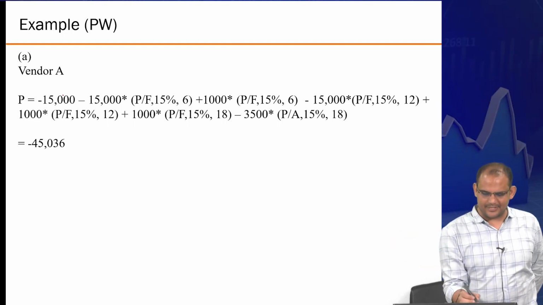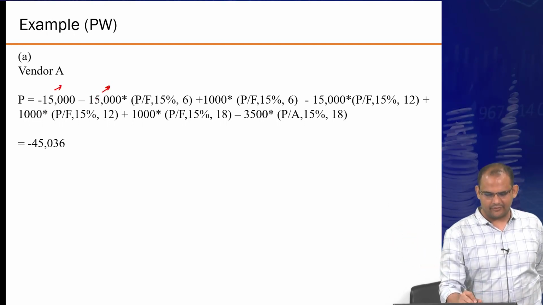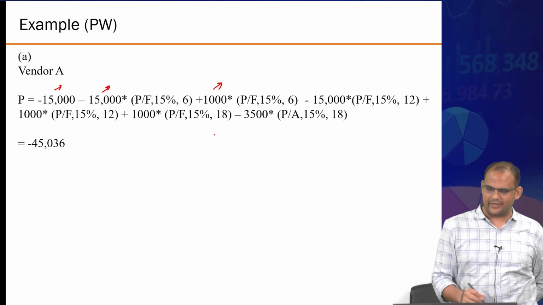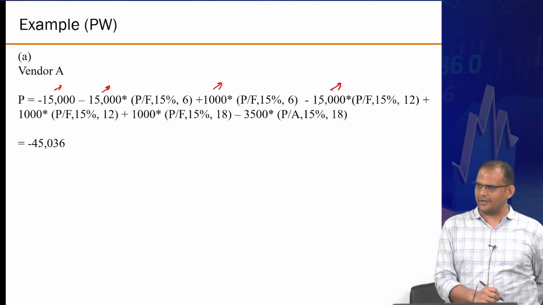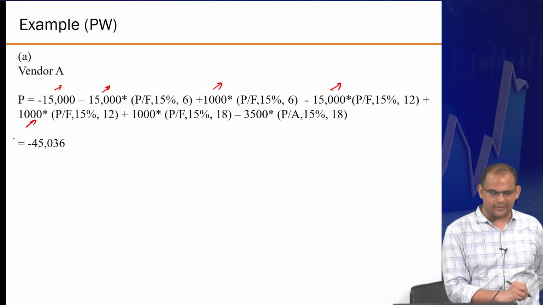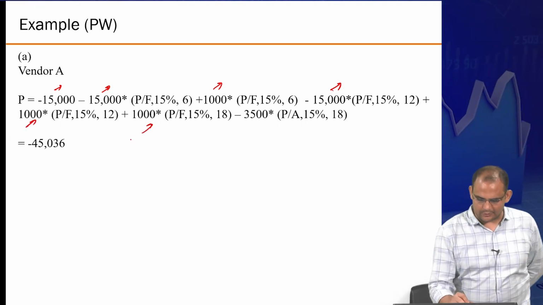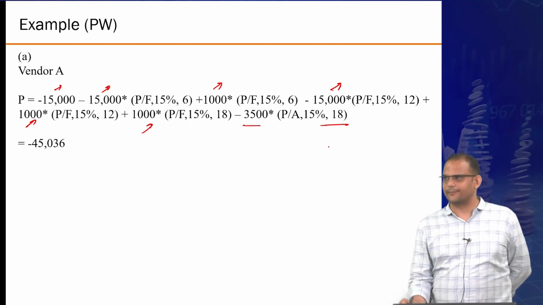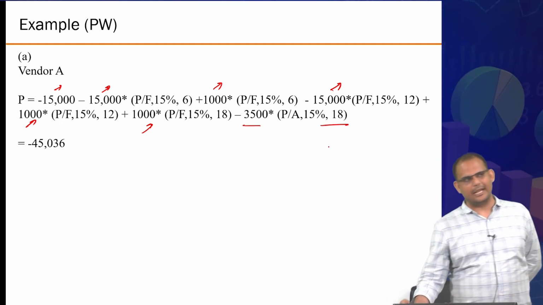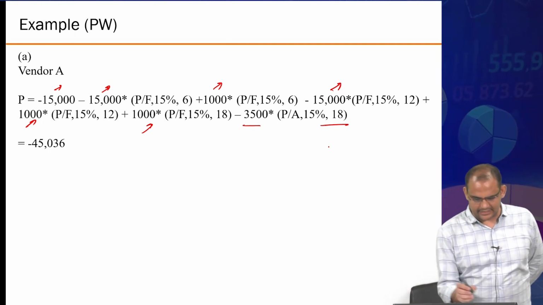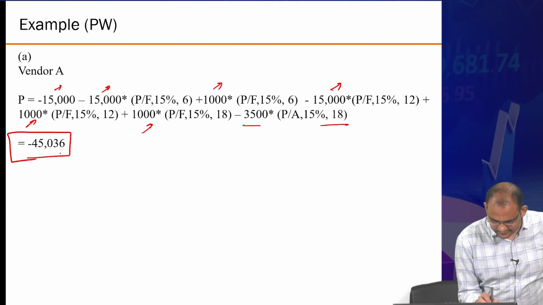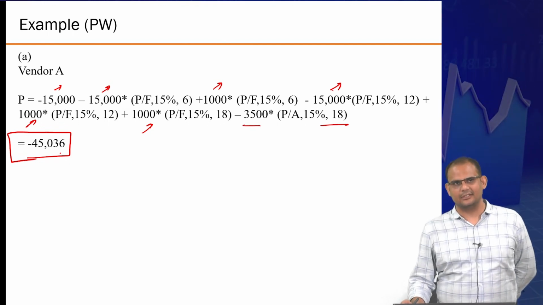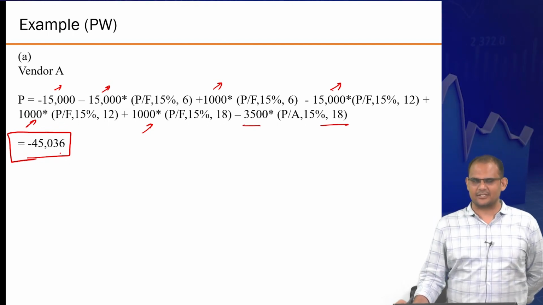So all your terms are there. Initial 15,000, 15,000 at the end of year 6, the 1,000 salvage value at the end of year 6, 15,000 at the end of 12, 1,000 value at the end of 12, 1,000 at the end of 18, and 3,500 distributed over 18. Right? All the terms are there. What's the answer? Matching or not? How many not matching? Genuinely tell me. 0.36.